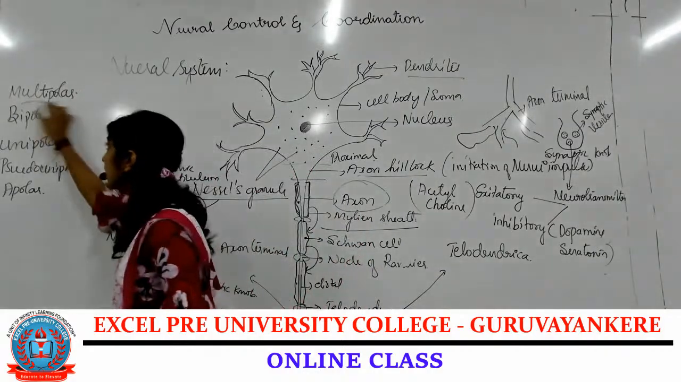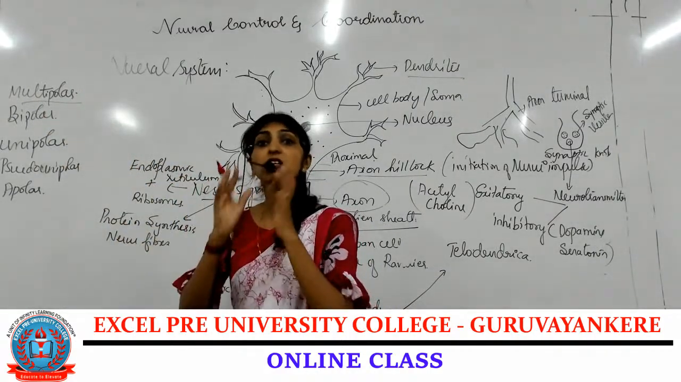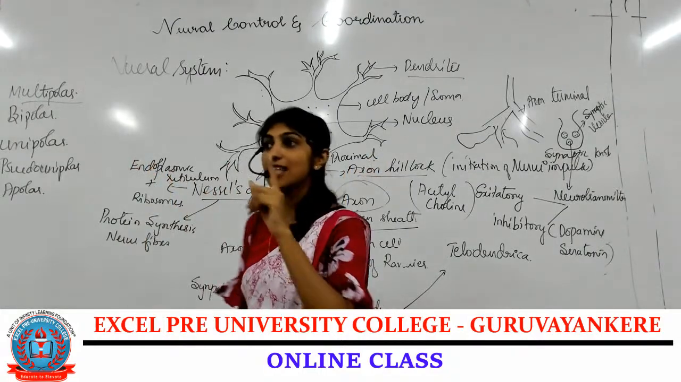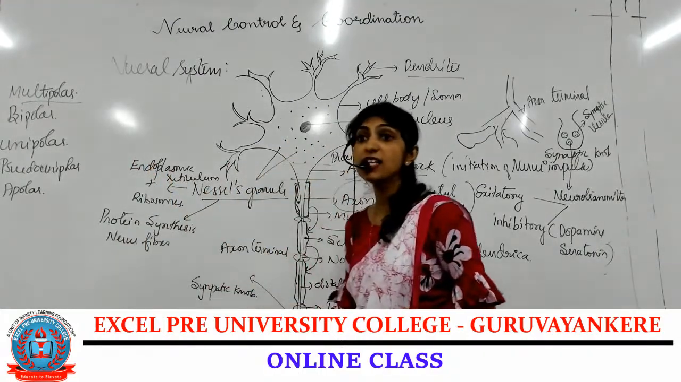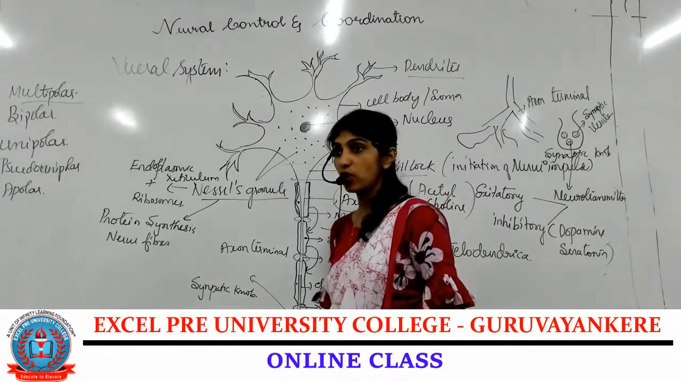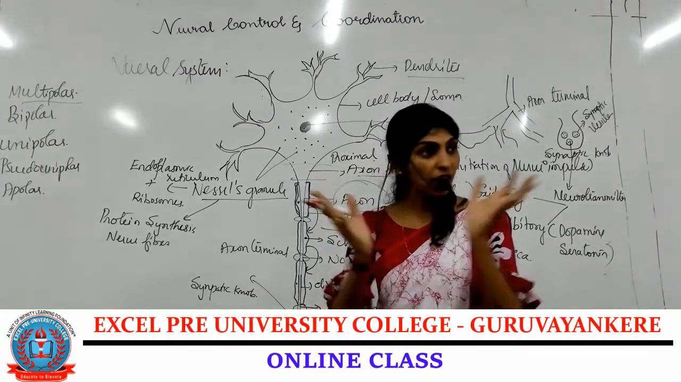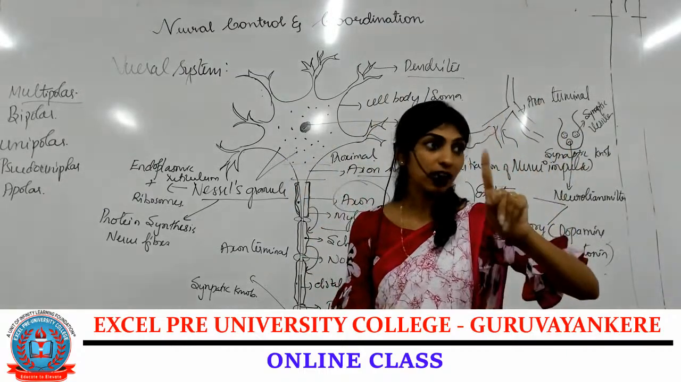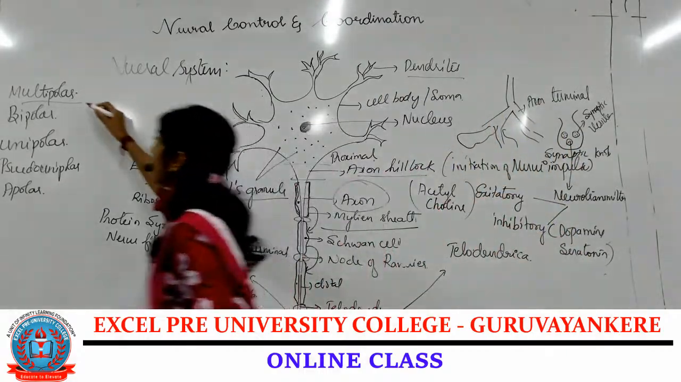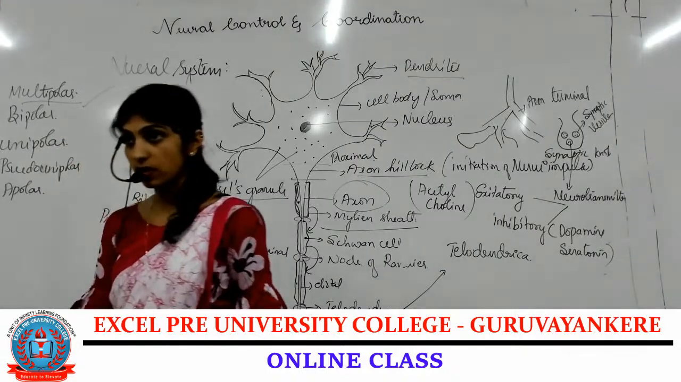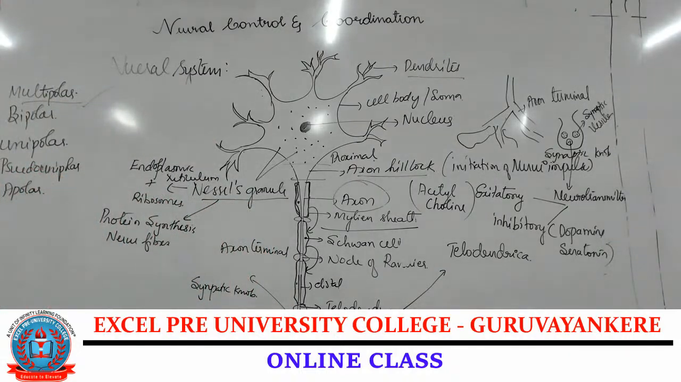Now coming to multipolar neurons, if the neuron has many dendrites and one axon, then we call it as multipolar neurons. What are multipolar neurons? The neurons, if they have many dendrites and one axon, then we call it as multipolar neurons. Where are these multipolar neurons present? They are mainly present in the cerebral cortex.